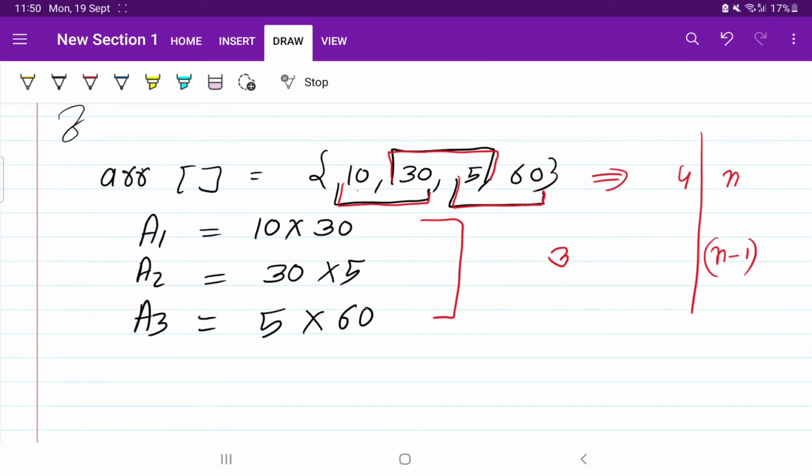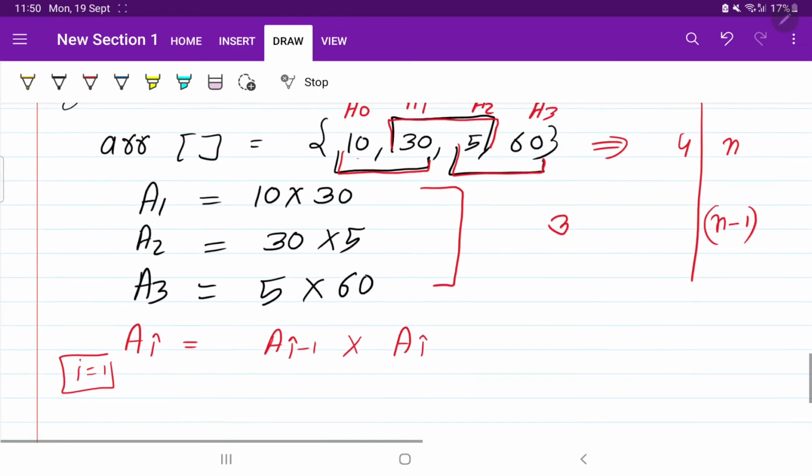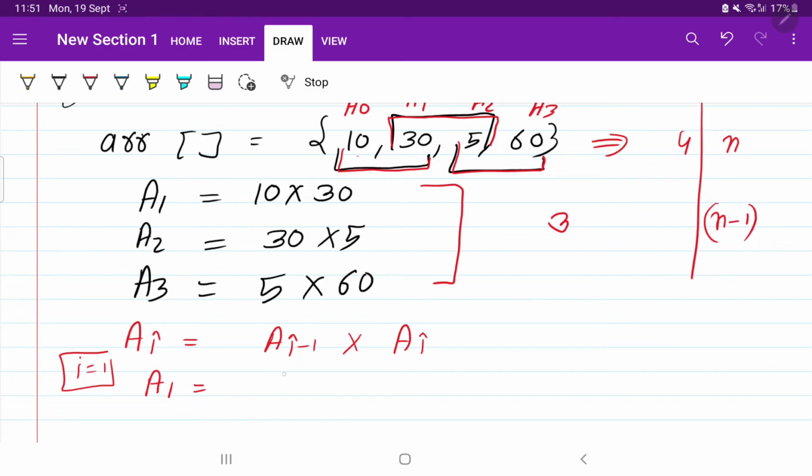Okay, now this is A0. If you are going to do the indexing, this is the first element. We start from 0. This is A1, this is A2, and this is A3, right? So I can write like this: Ai will be equal to array of i minus 1 multiplied by array of i. Can I write like this? You ask how? I told you, put i equal to 1. Put i equal to 1.